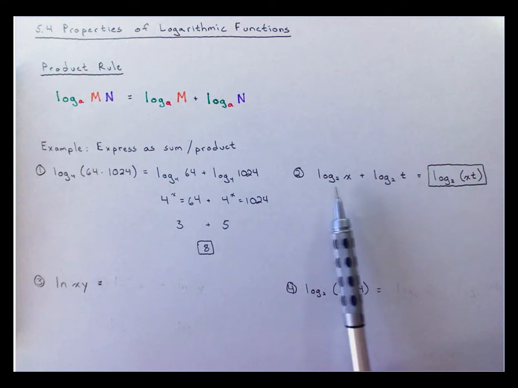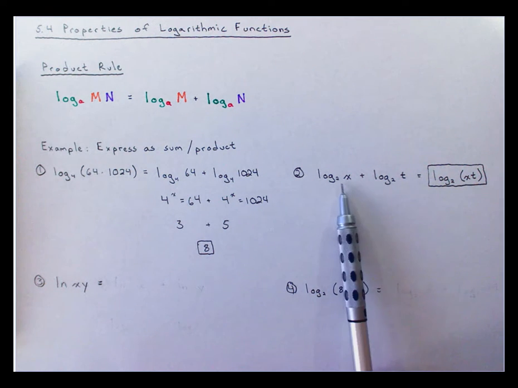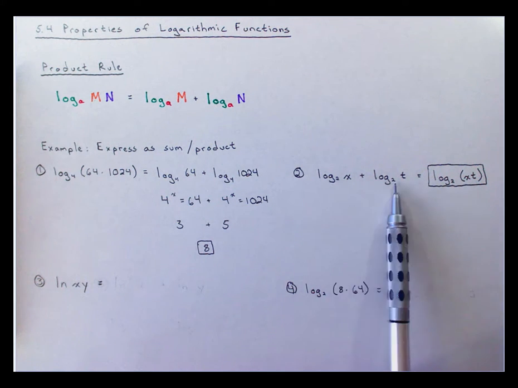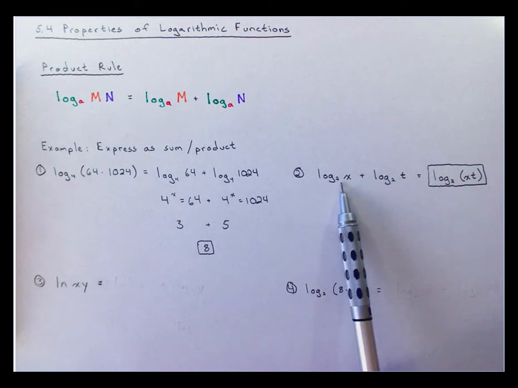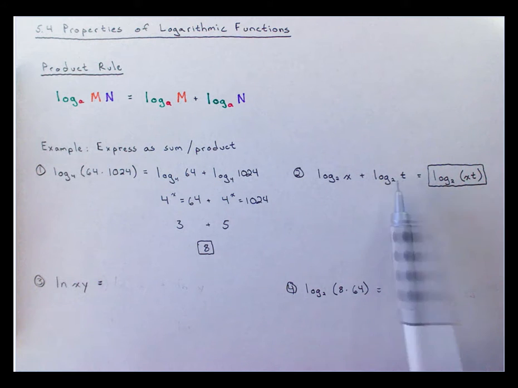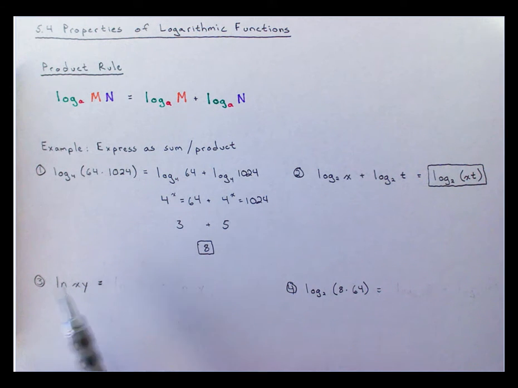Another example, as we can see, we have variables in here, so we're just going to take this sum of logs and rewrite it as a product. So log base 2 of x times t. All right, pause the video and see if the answers that you get for 3 and 4 are the same that I get.